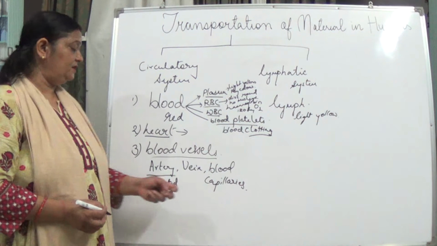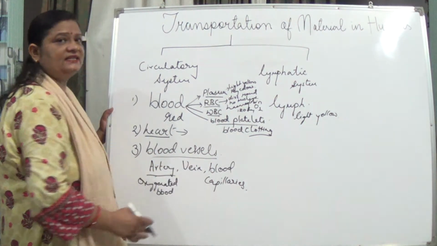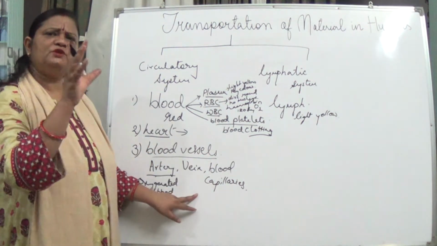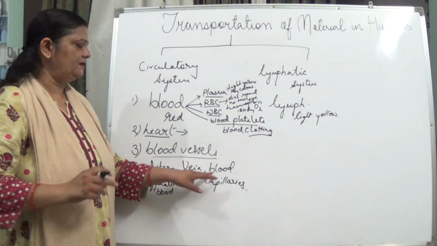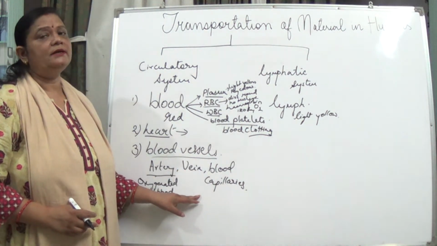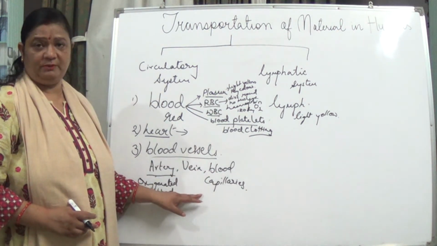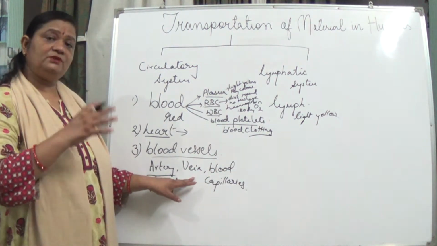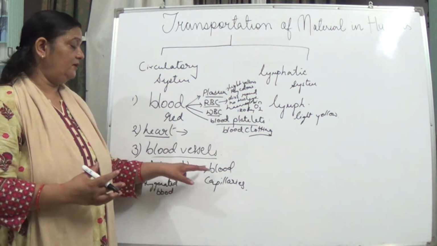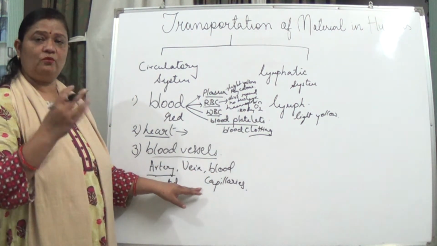Where these arteries and veins end, they become finer in nature, and that is known as the blood capillaries. Because if they do not become fine, the diffusion will not be proper. So when they terminate, they form blood capillaries with thin walls totally.